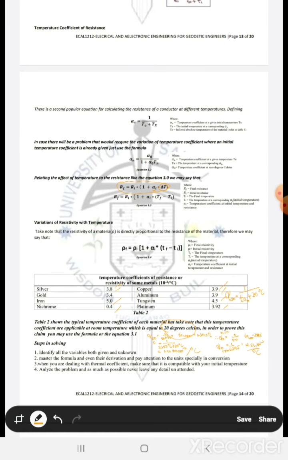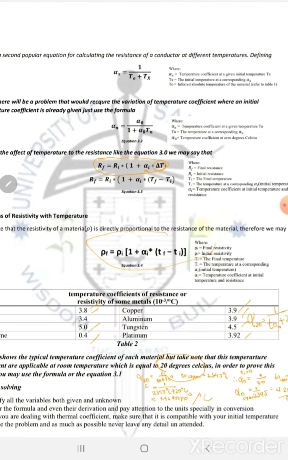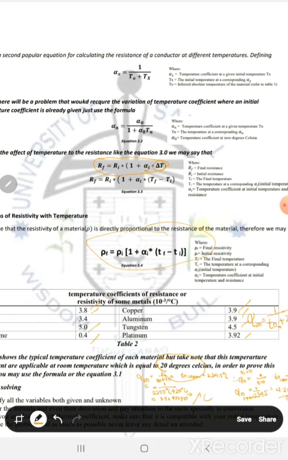Okay. We may also relate our temperature with the variations of your resistivity. So, pag nagbabago yung resistivity ng material mo with respect to temperature, which is given by this formula. Rho F is equal to rho 1 multiplied by 1 plus alpha 1 multiplied by Tf minus T1. Actually, Tf minus T1 can be relatable into T2 minus T1. Okay?